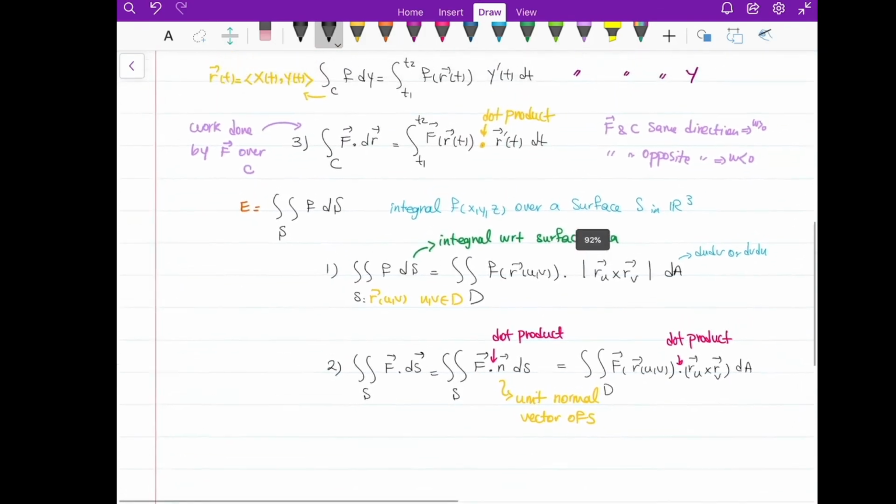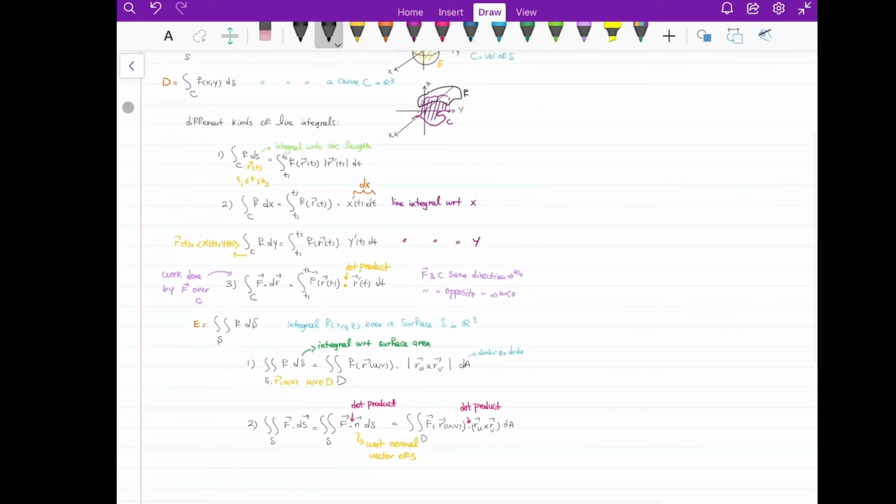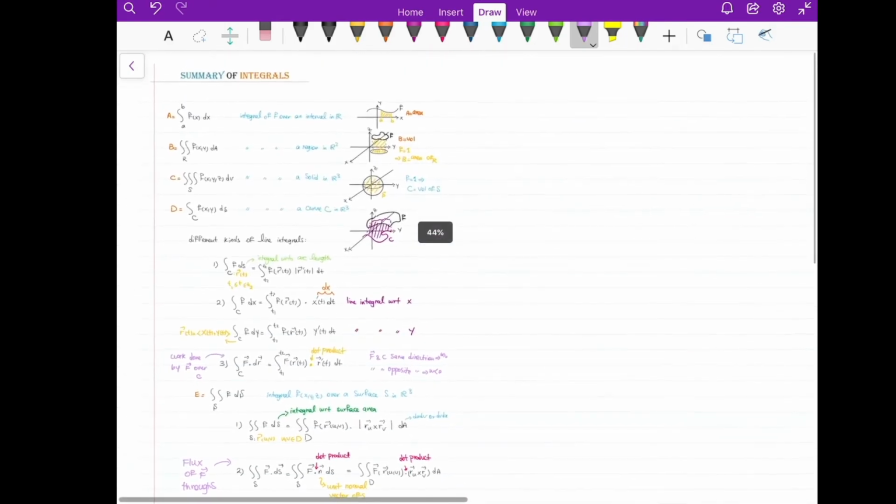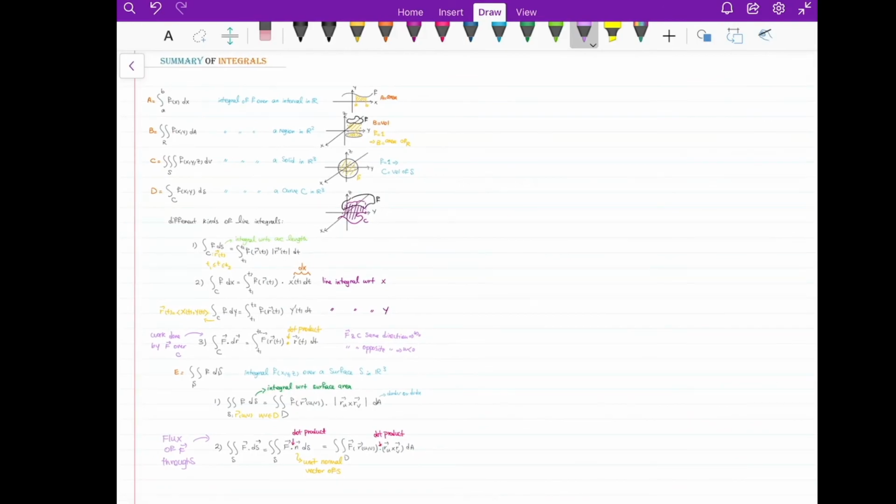Okay, and if you want to compare the line integral with that, this one calculates the flux of the vector field f through S. The orientation here is important. The direction of the curve C here is important. Okay, if the direction of C is backward, we are going to get a negative sign in here. If the orientation of S is on the negative orientation, we're going to have a negative sign in here. That was basically the summary of all the integrals that we've learned here.